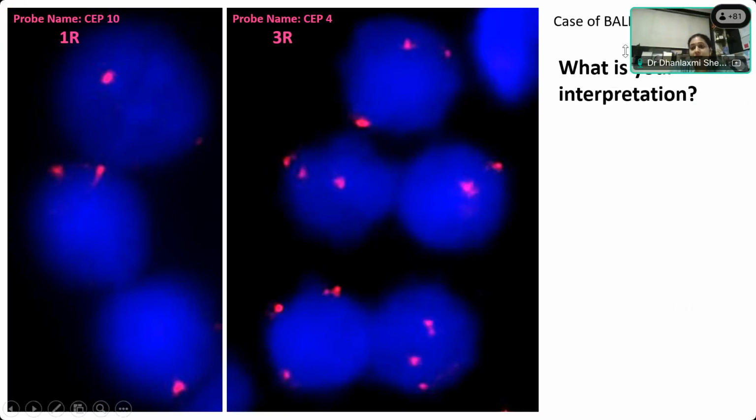This is a case of B-ALL, and if our audience can tell us what could be the interpretation of this kind of signal pattern, just one red signal. If the audience could write the answers in the chat box, it would be good. Yes, this is a case of B-ALL and we're just getting this one red pattern. So how would you interpret this when we're using a centromeric probe 10?